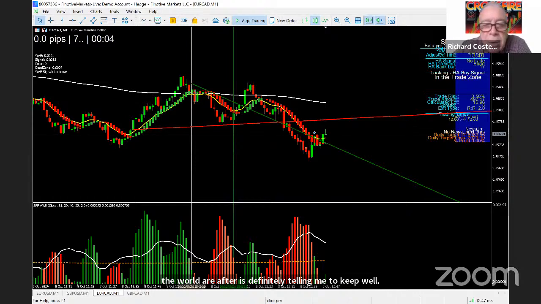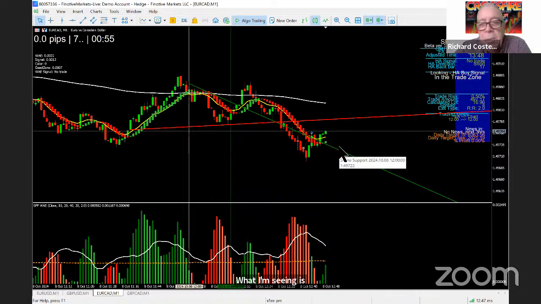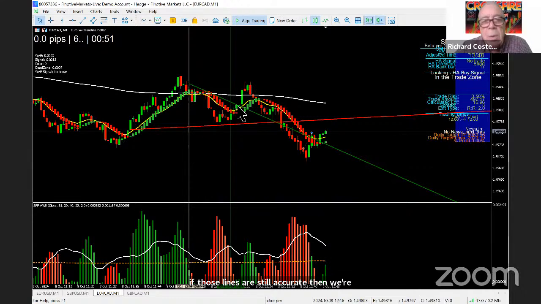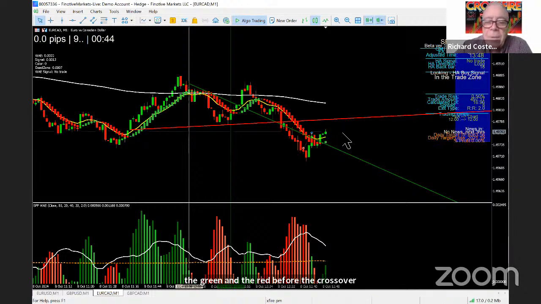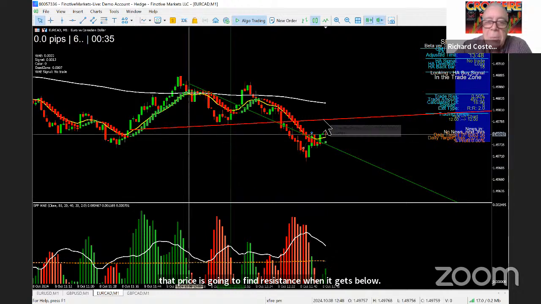No, that was one we just did a dodgy trade on. But what I'm seeing is, if those lines are still accurate, then we call it no man's land when price is in between the green and the red before the crossover. Not quite sure what we should call this after the crossover, but what is probably going to happen is that price is going to find resistance when it gets to that red trend line, and then if it gets past that, it'll find further resistance there.